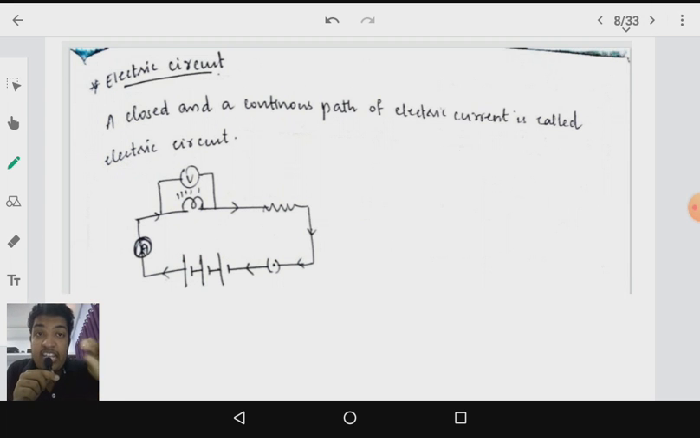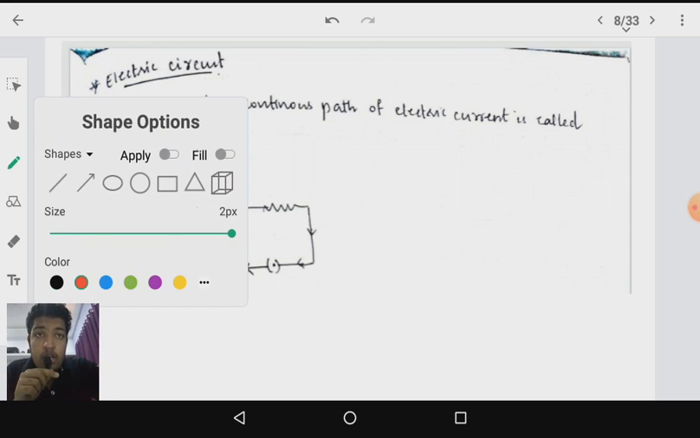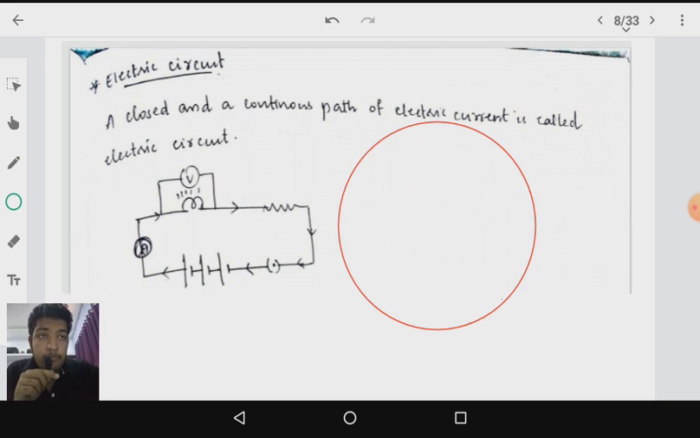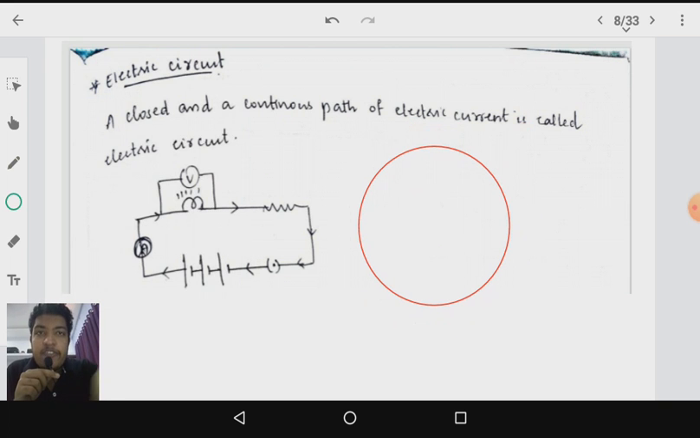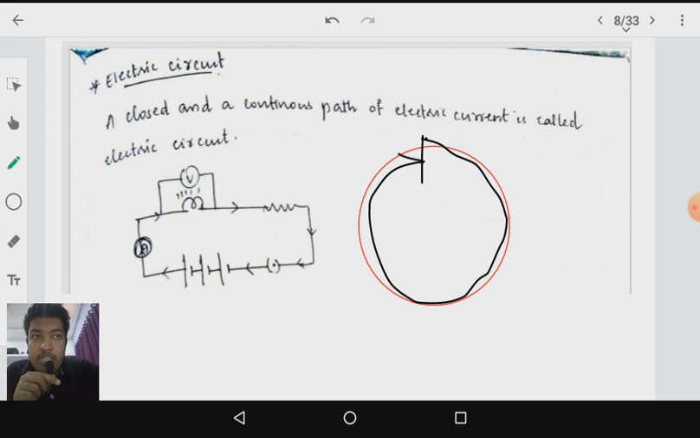Moving forward with the next concept, that is electric circuit. So what is a circuit? I will draw a simple circle over here. What is the peculiarity of a circle? I'm going to consider a point over here, and if I start running from here, I'm going to reach the same point again after a certain duration of time. That means this is going to be a closed loop.